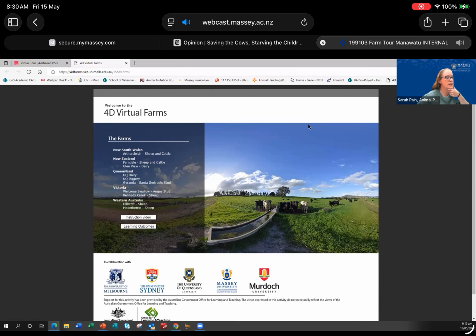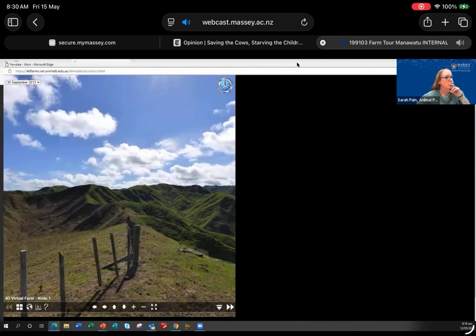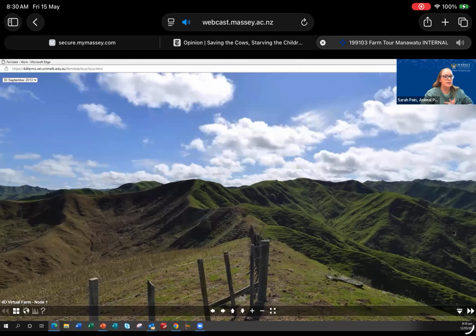So this page comes up when you click the link, and then you just click into the farm that you want to visit. We're going to go and visit Ferndale first. So Ferndale is a North Island sheep and beef property. It's fairly characteristic of most hill country sheep and beef farms.